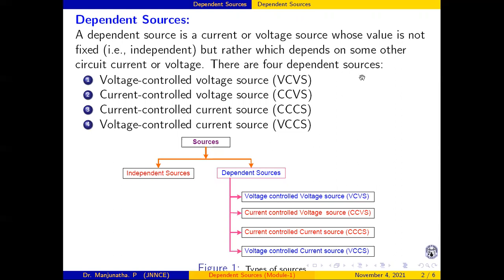There are four types of dependent sources. The first one is a voltage controlled voltage source. The second one is a current controlled current source. Then, voltage controlled current source. So the flow chart will give a detailed explanation of the different sources. Sources are classified as independent sources and dependent sources. Next we will discuss each one with an explanation.